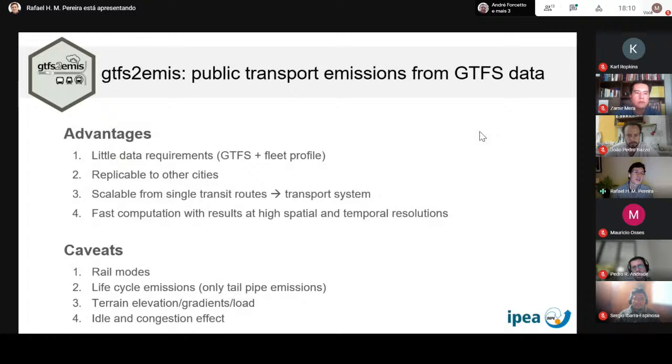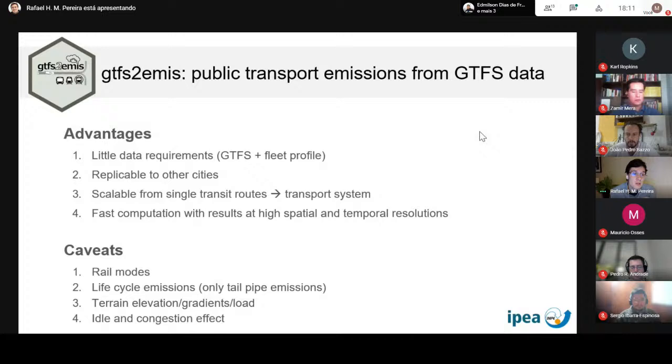So we are very excited about this project to some extent, because it has a few advantages, but it does have a few caveats that we should remember as well. In terms of advantages, it's quite important to emphasize that it has very little data requirements. Once you have GTFS and a very simple fleet profile of the city, you can already run some rough estimates of the region. Because GTFS is a standard format that is used ubiquitously across many cities in the world, this makes the method relatively easy to replicate to other cities in the world. The method is also very flexible.